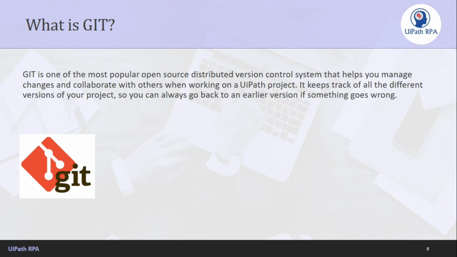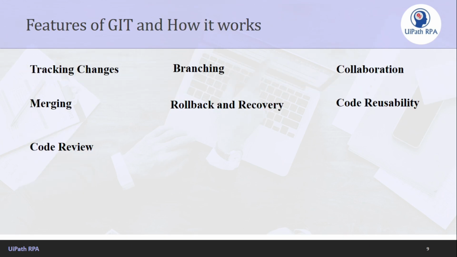Git is one of the most popular open source distributed version control systems that helps you manage changes and collaborate with others when working on UiPath projects. It keeps track of all the different versions of your project so you can always go back to an earlier version if something goes wrong. Let's understand the features of Git in simple terms and relate it to UiPath automation.